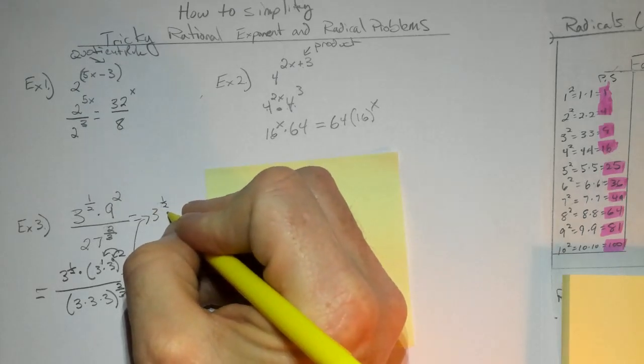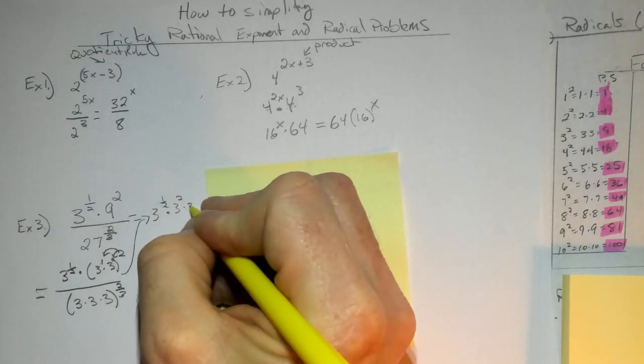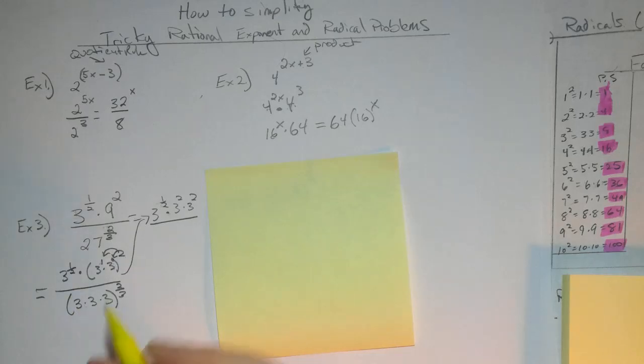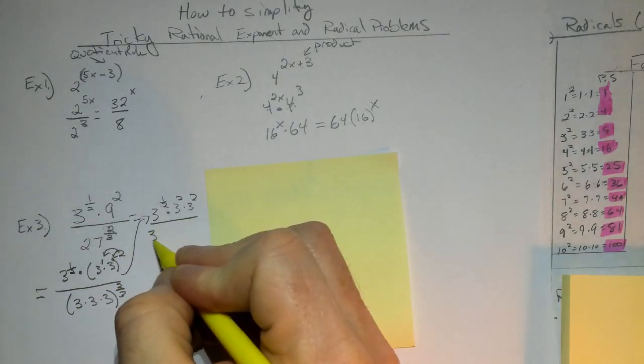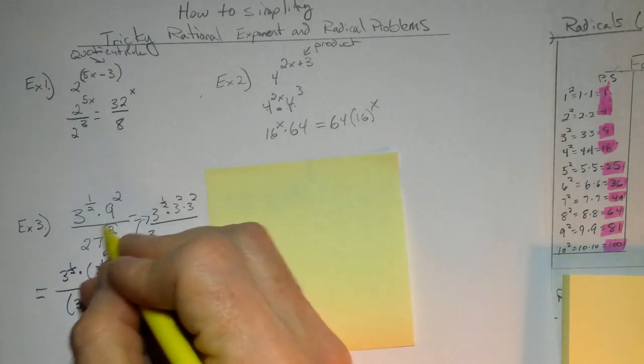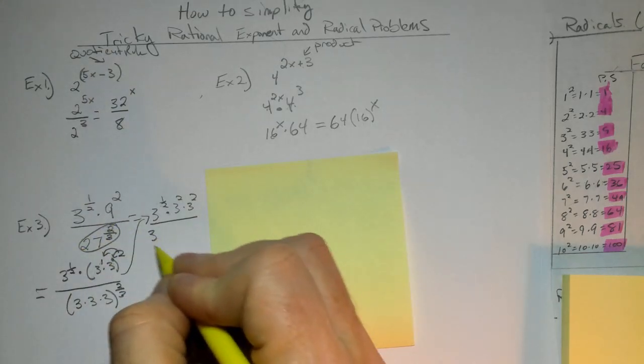So I end up with times 3 squared times 3 squared, and I can do the same thing to the denominator, right? I can do 3 times, now I could have simplified this, but I'm just trying to show you what it looks like with bases.